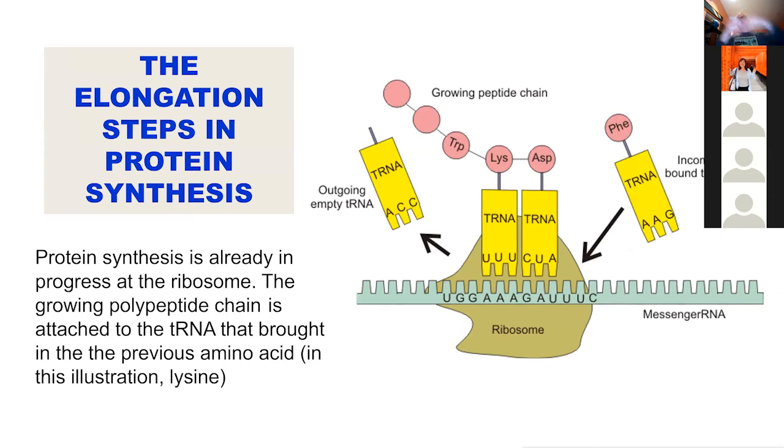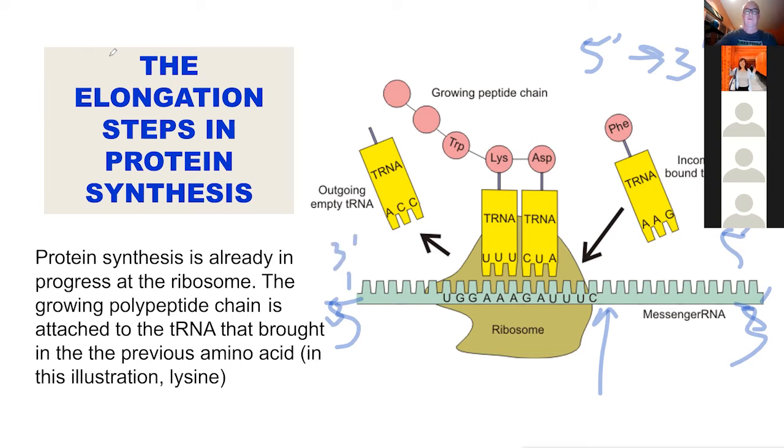So these are the different steps. We'll go through the different steps. If we look at the ribosome, the ribosome is holding the messenger RNA and it's reading it. It's reading it in a 3 to 5 prime direction, so it can add new tRNAs in a 5 prime to 3 prime direction. So it's adding them on. Oh, sorry, other way around. 5 to 3.